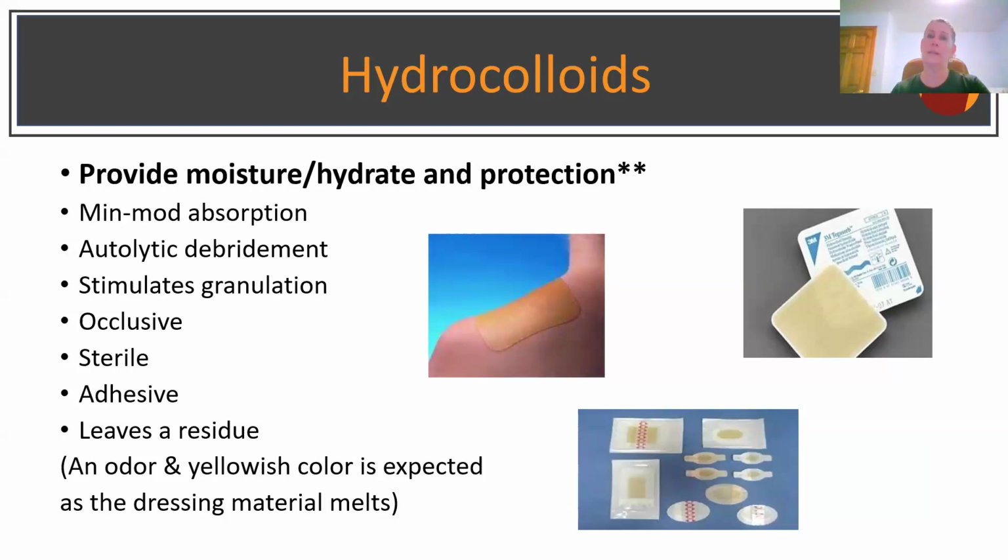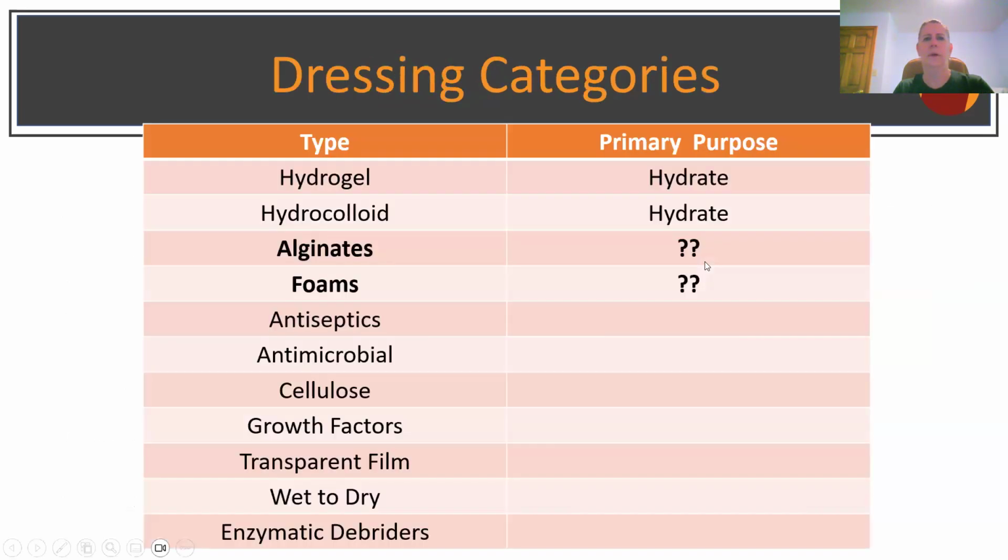It will leave a residue. So when you peel it off, there is usually an odor and a yellowish color, but that's expected, because as it's hydrating, the material in the dressing kind of melts into that. Sisicare is hydrogel. I'm not sure. I don't recognize that one. Okay, let's go to the next one.